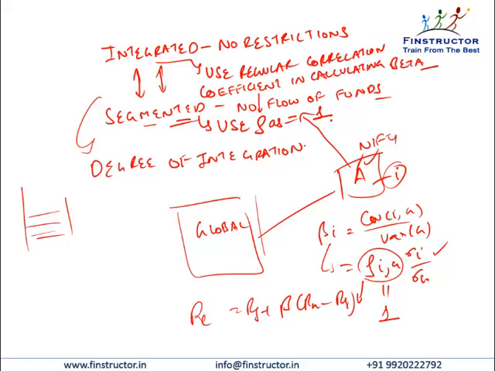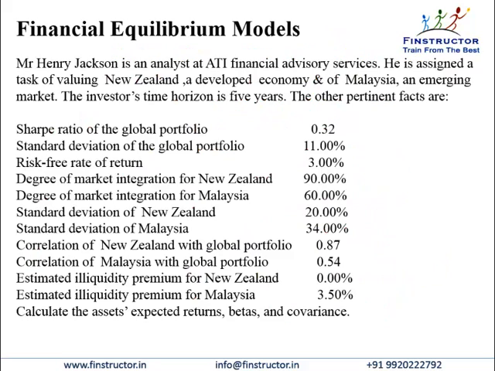So let's do an example and understand this concept better. Mr. Henry Jackson is an analyst at ATI Financial Advisory Services. He is assigned a task of valuing New Zealand, a developed economy, and Malaysia, an emerging market. The investor's time horizon is 5 years.